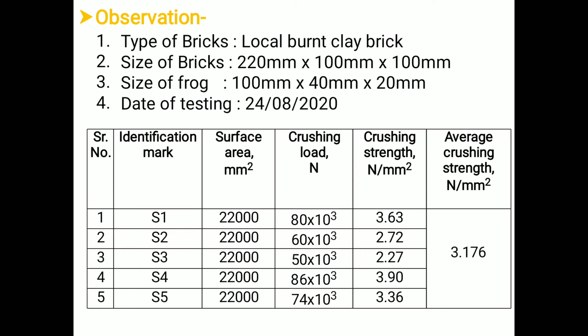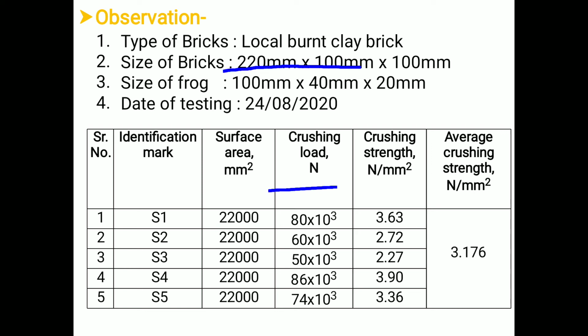The third column is surface area. Surface area means the area which is faced to the compressive load. So it is 220 mm by 100 mm, which becomes 22,000 mm square. So the surface area for all the bricks will remain the same. Only the crushing load will vary.